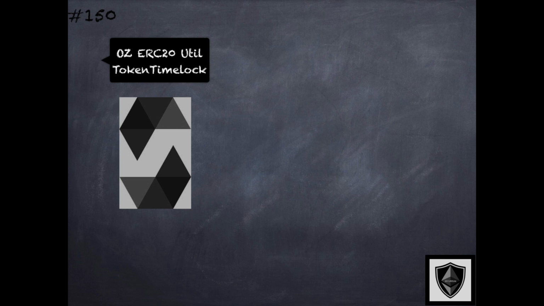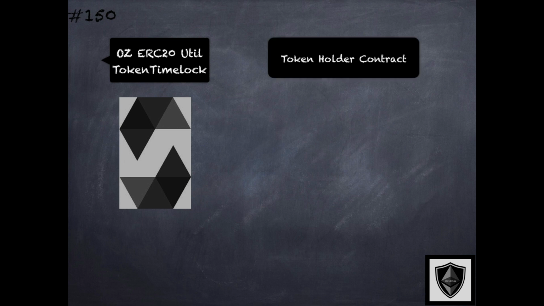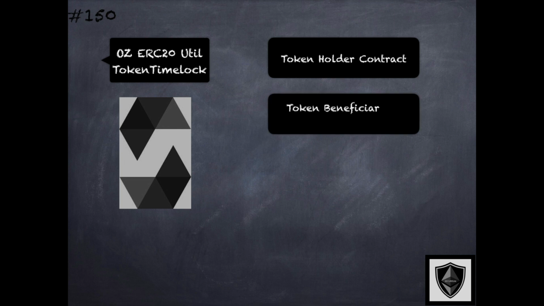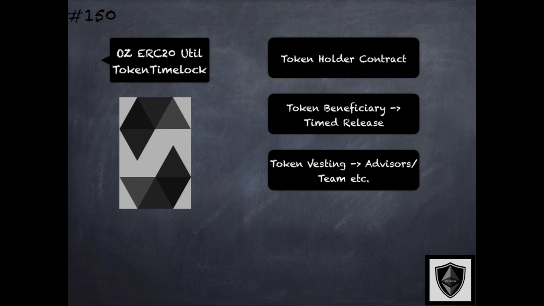The next utility is what is known as token time lock. This implements a token holder contract where tokens are held by the contract. There's a specific address that is defined as the beneficiary address for all the tokens held by this contract, and that are only released to that beneficiary address after a particular time has expired.